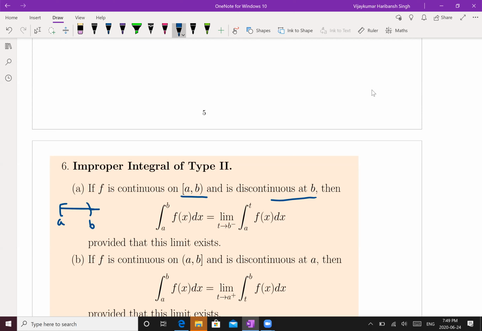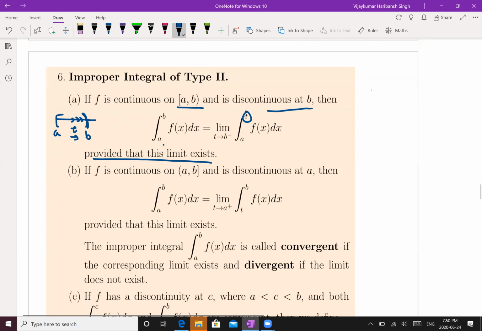So then you define the integral from a to b of f(x) dx, because it's continuous, as follows. Instead of going to b directly, we'll approach it via t. So the integral from a to t, where t goes to b, but from where? From the left. So t goes to b minus. And provided this limit exists, then we say that this integral is equal to this integral. So note that this is an extension of your definition from the fundamental theorem of calculus 2.